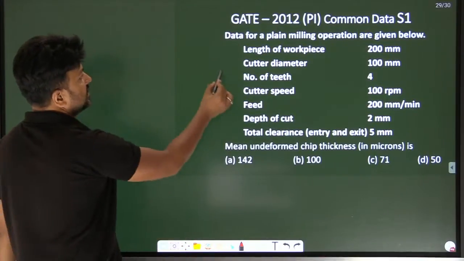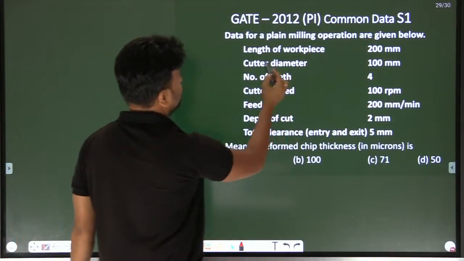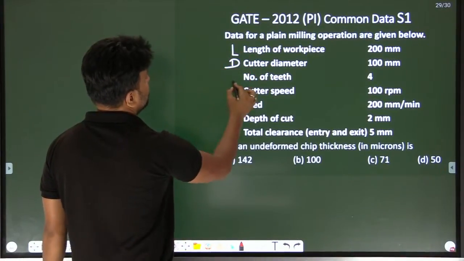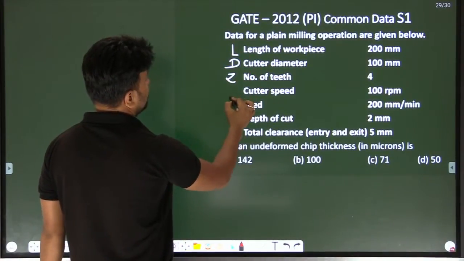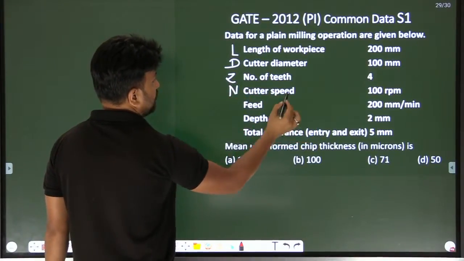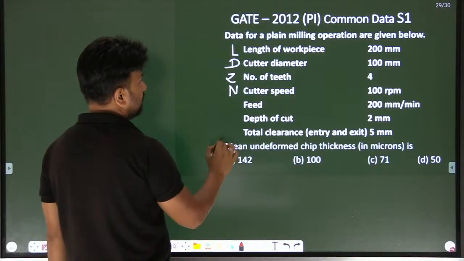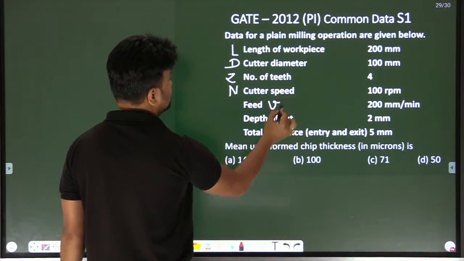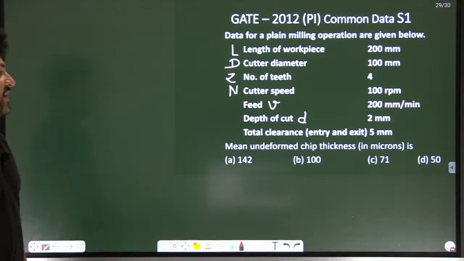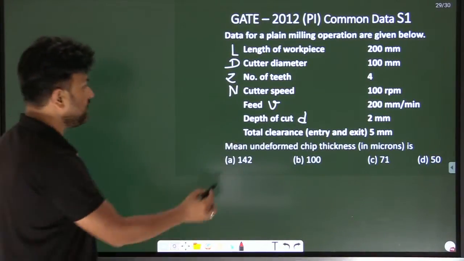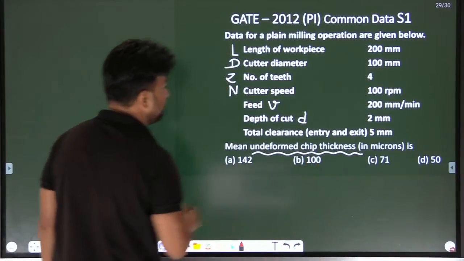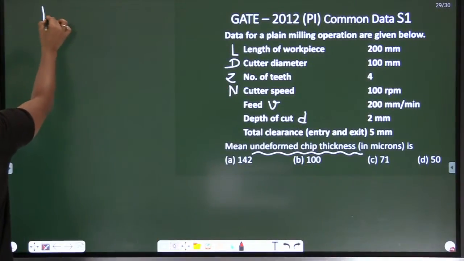In this data, a plane milling operation is given. The length of the workpiece, L, is given, the cutter diameter is given, the number of teeth, Z, is given, and the cutter speed, RPM, is given. The feed is 200 mm per minute, which is V. The depth of cut, d, is given, and the total clearance for entry and exit is 5 mm. You have to find the mean undeformed chip thickness in microns.